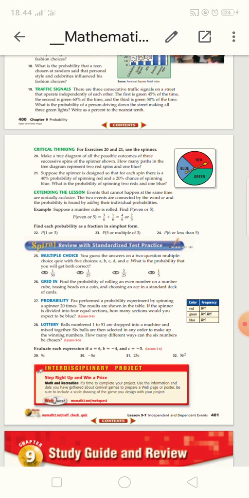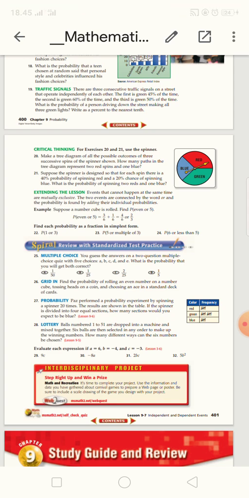Spiral review with standardized test practice. 25. Multiple choice. You guess the answer on a two-question multiple choice quiz with 5 choices: A, B, C, D, and E. What is the probability that you will get both correct? A, 1 by 50. B, 1 by 25. C, 2 by 25. D, 1 by 5.